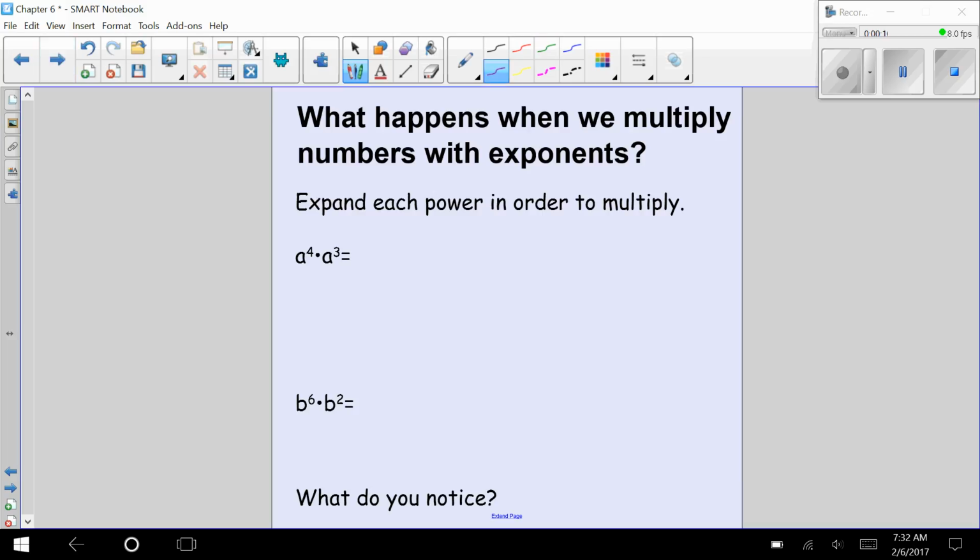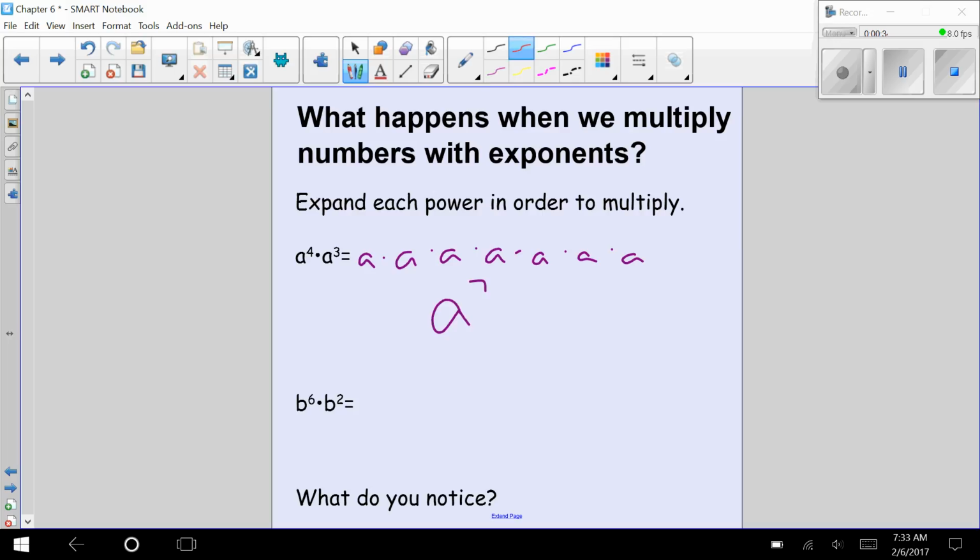So a to the fourth power is a times a times a times a. Times a to the third power is a times a times a. So what would this make if we combined it? Well, 1, 2, 3, 4, 5, 6, 7 a's is a to the seventh power.